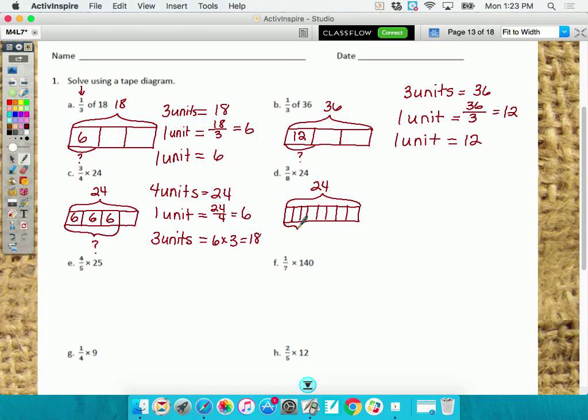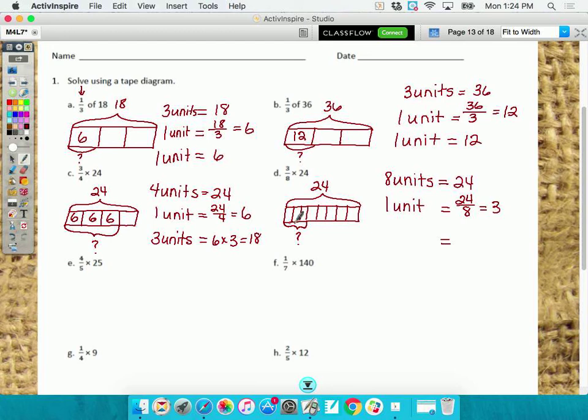What are we trying to figure out? What 3 units equal. But we still need to know 1 unit, so we can multiply it by 3. Okay, so how many total units do I have? 8 units equals 24. 1 unit equals 24 divided by 8, and that is what? 3.